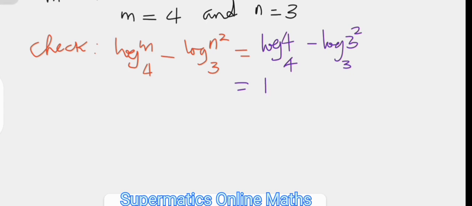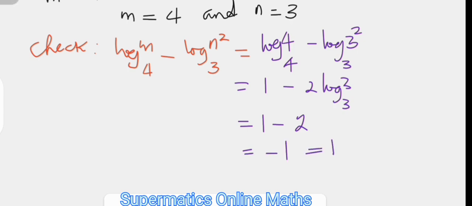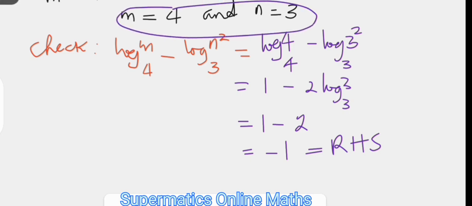This becomes 1 for log 4 to base 4 minus 2 log 3 to base 3, and that is 1 minus 2. For 2 log 3 to base 3 is 2 times 1, and this is negative 1, which is the same thing as what we have on the right hand side. Hence, our solutions, m equals 4 and n equals 3 are valid.